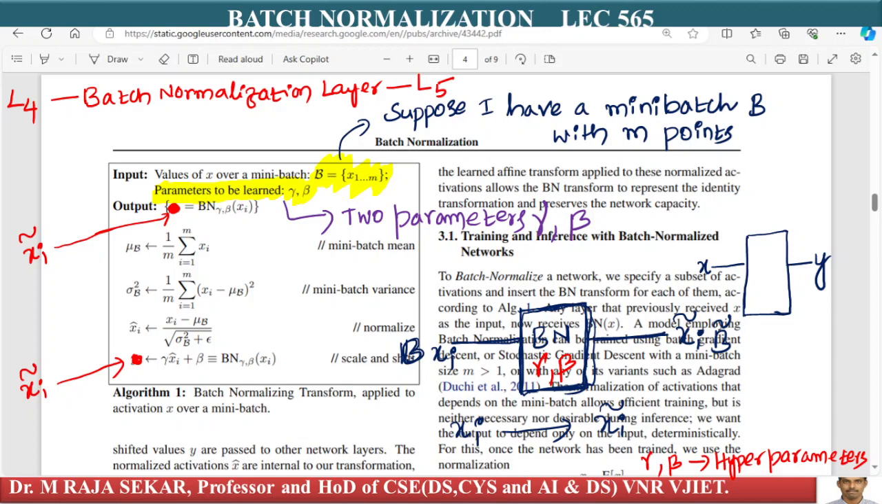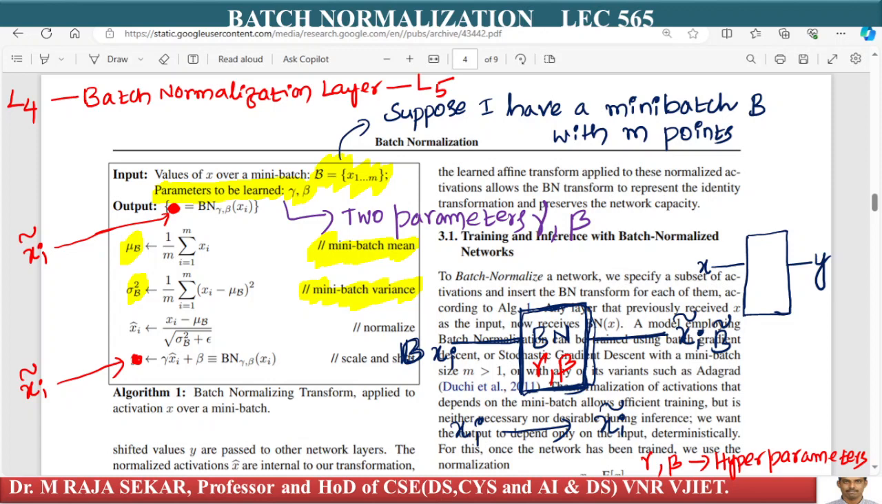Assume it as xi tilde. So given this batch, you are computing the mean of the batch. How can I calculate? Mu b, let's simply call it the mini batch mean. Mu b equal to 1 by m into sigma i equal to 1 to m xi. That is the mini batch mean.